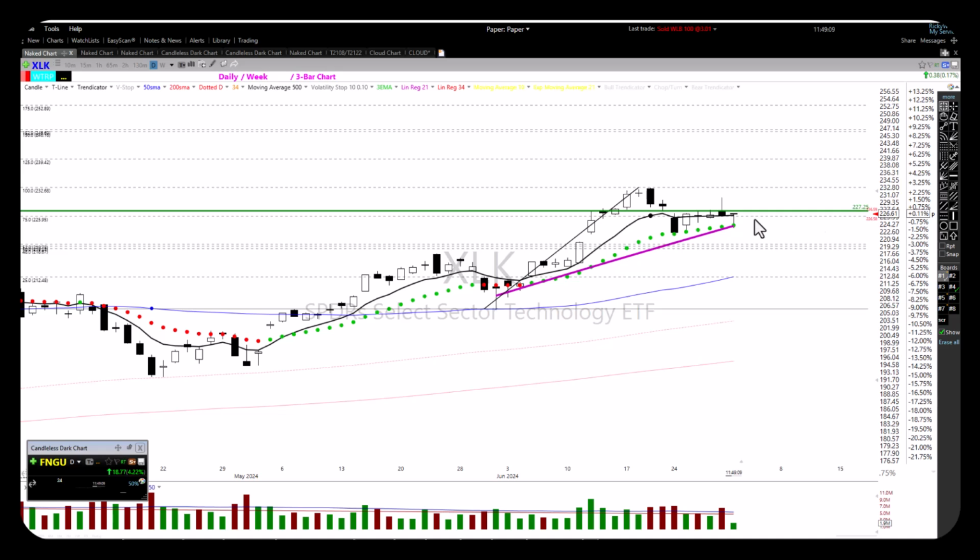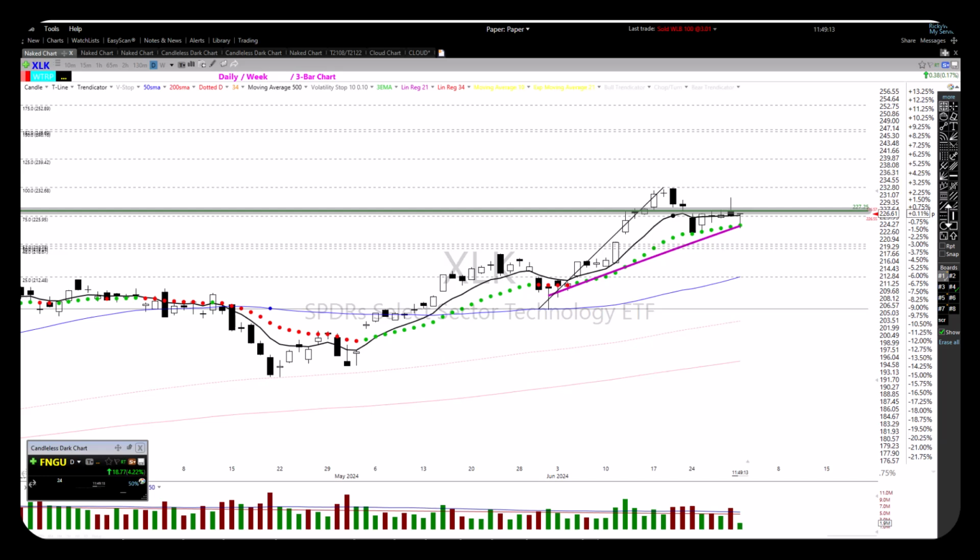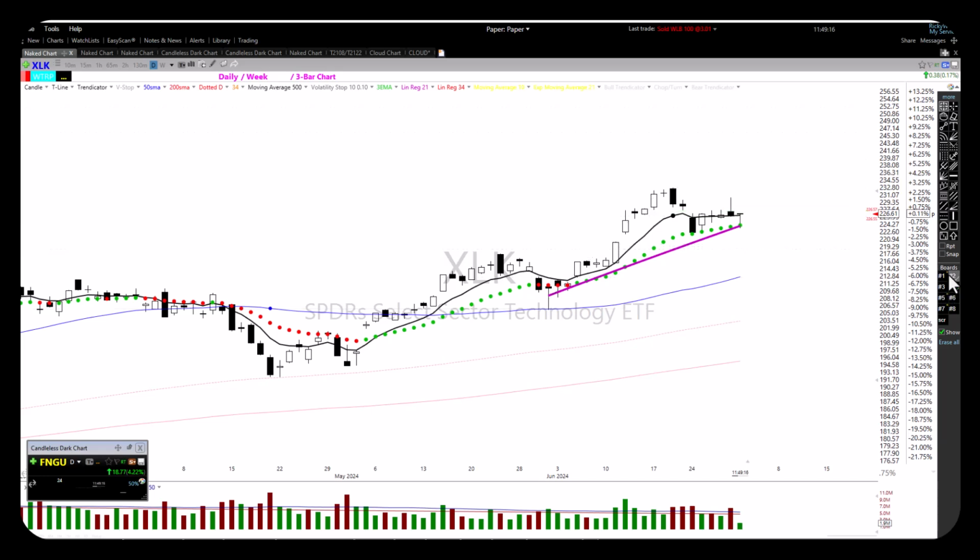XLK is still hanging in there in the meantime. That is one ugly chart, isn't it? I got to tell you, you look at the price action of this chart, that is terribly, terribly ugly. But it is still holding trend right there.